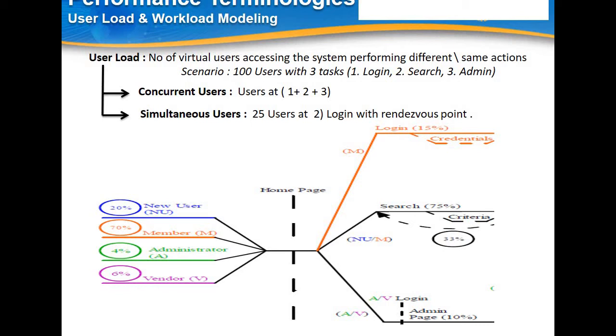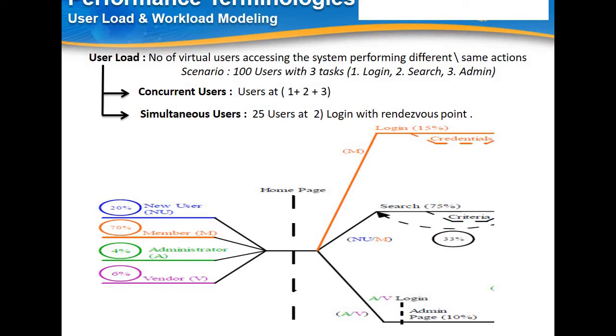What is user load? The number of virtual users accessing your system application at any time. How does user load work? It can work in two ways, either as concurrent users or simultaneous users. Concurrent users means that at any point of time, n number of users are in your application, working on different parts of it. Like some are searching for a product, some users are logging into the application, some are admin users doing the administrative part of the application.